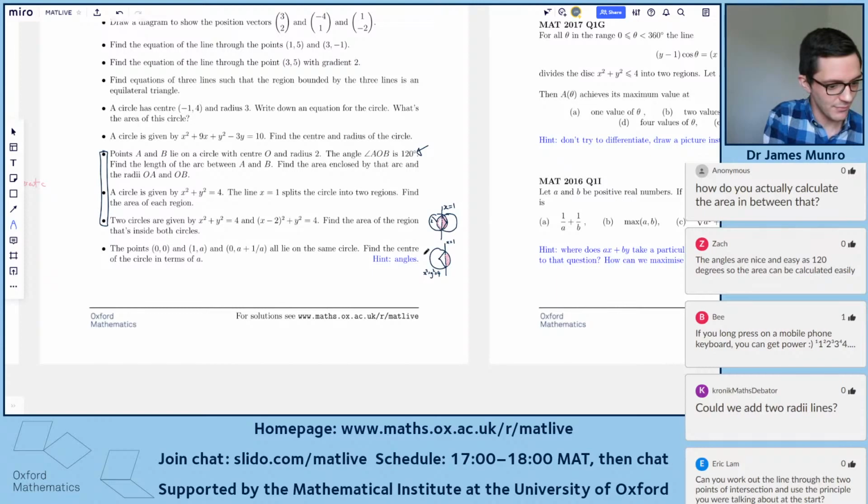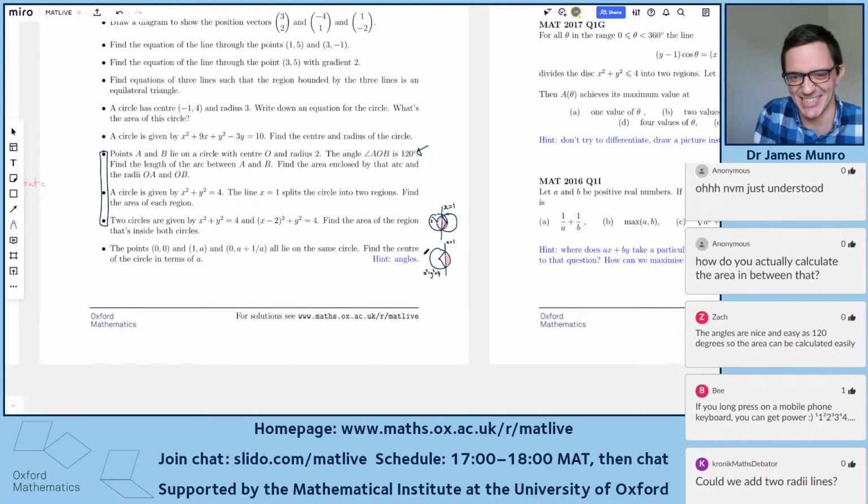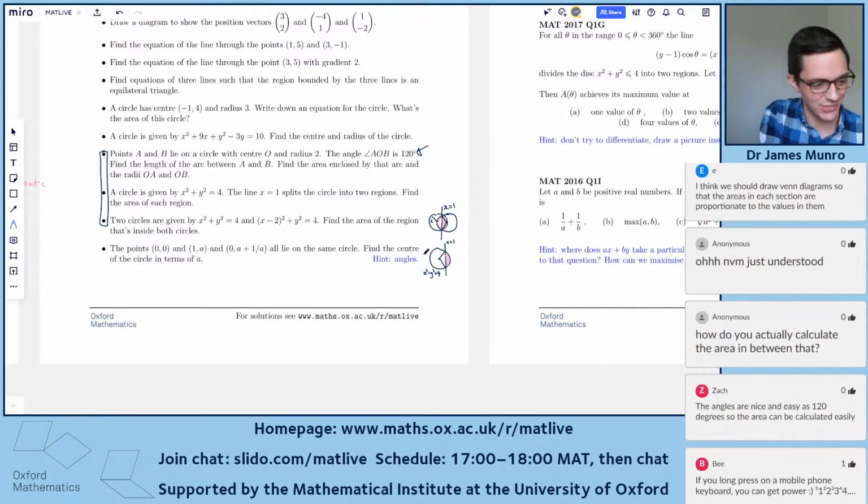Okay. Never mind, just understood. Some person in chat before I said any of that. Cool. Yes, maybe we should draw Venn diagrams so the areas are proportionate.